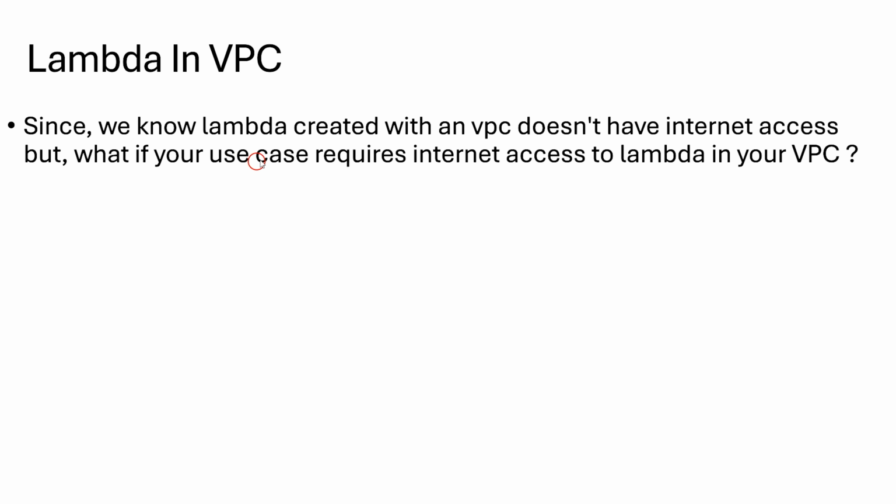We know a Lambda created within a VPC does not have internet access, right? If we create a Lambda in our own VPC, Lambda cannot access the internet, definitely. And what if your use case requires internet access for the Lambda in your VPC? That means you want a Lambda within a VPC, but it should be able to access the public internet. So is that possible? What is the limitation, or how to achieve it? We'll look into it.